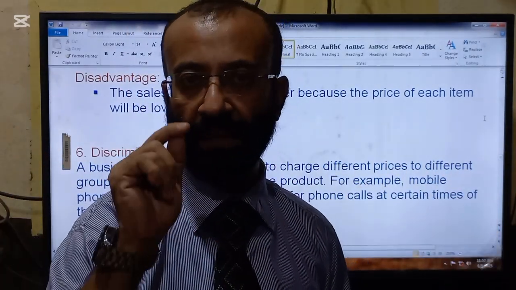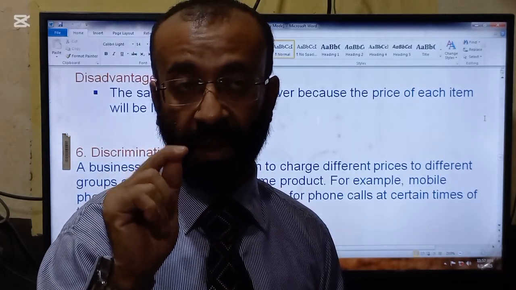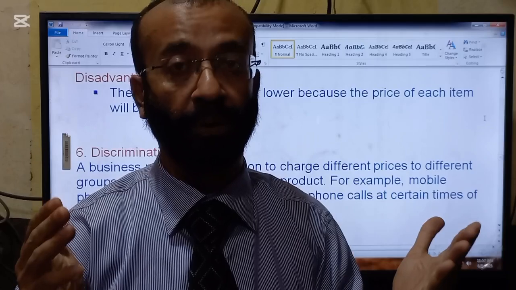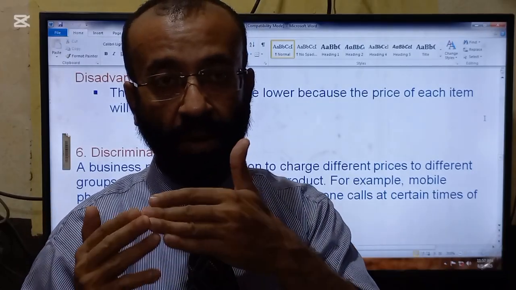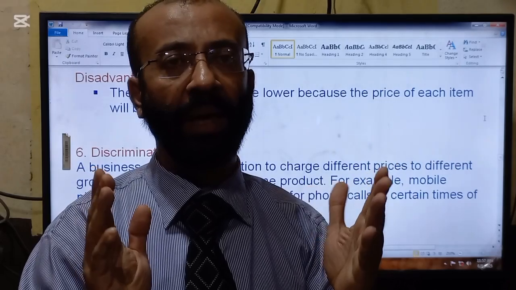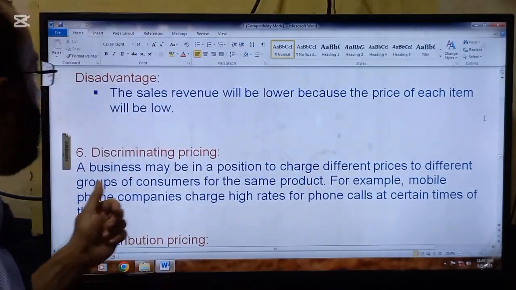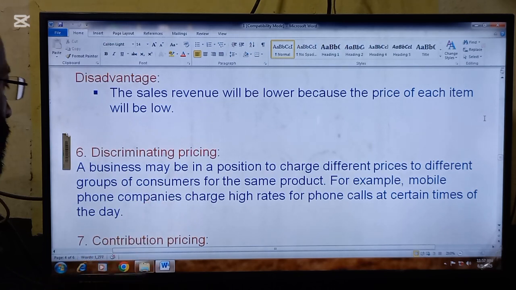For example, winter clothes are very expensive when the winter is in full flow, but at the beginning or at the end similar clothes are available at reduced prices. So this kind of strategy is called discriminating pricing.